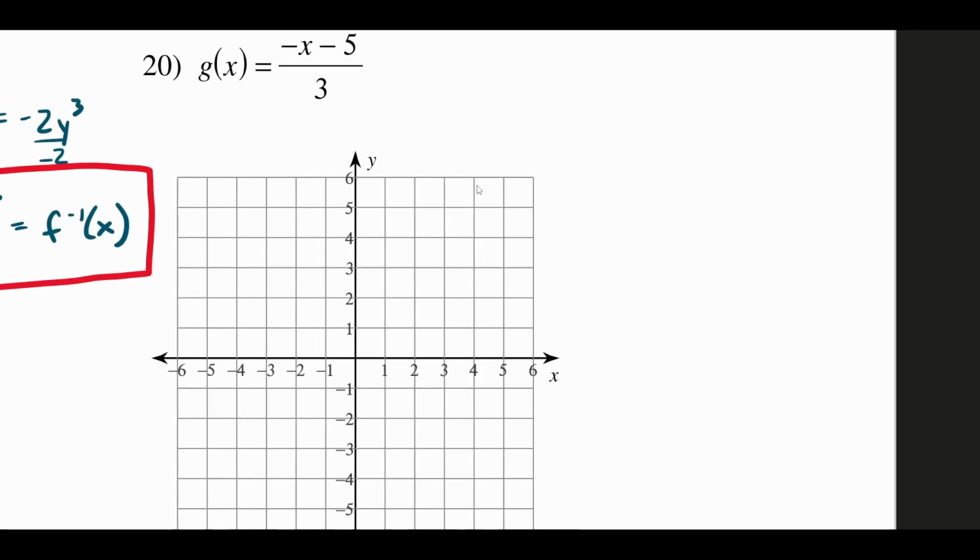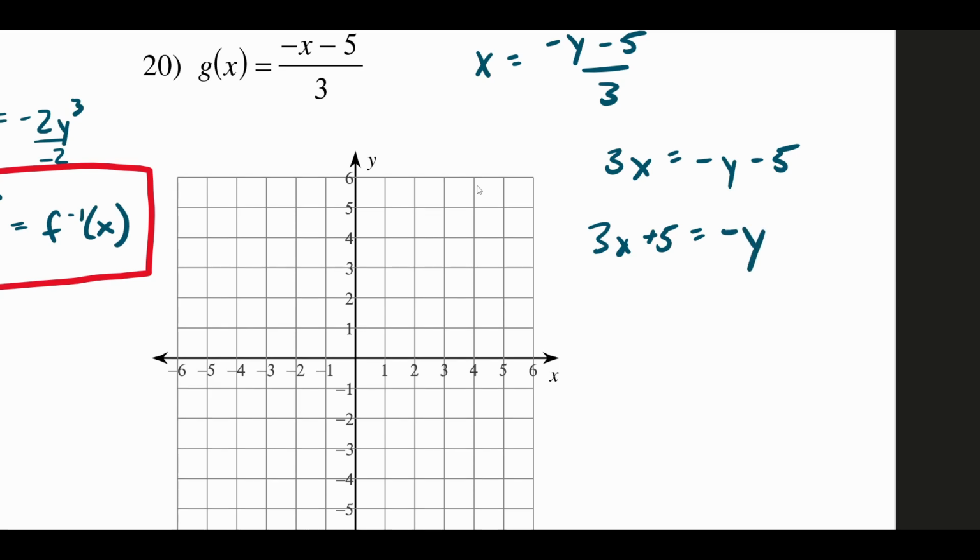For number 20, we have g of x equals negative x minus 5 all over 3. Let's solve for the inverse of g of x. So we're going to have that x equals negative y minus 5 over 3. Start by multiplying both sides by 3 to get that 3x equals negative y minus 5. Go ahead and add that 5 to both sides to get that 3x plus 5 equals a negative y. And last but not least, either multiply or divide by a negative 1 to get that negative 3x minus 5 equals a positive y. But what exactly is y? Y is our inverse of g of x.